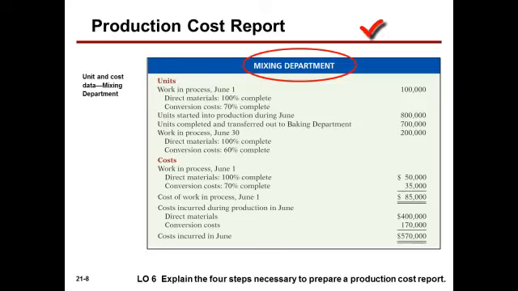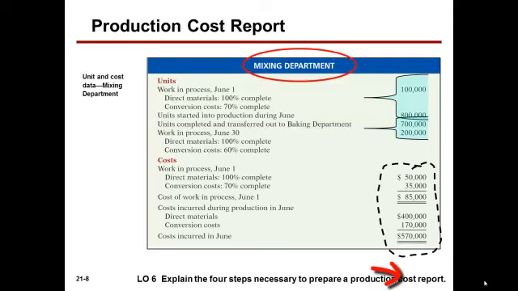Here's the data we'll need for the mixing department in order to complete a production cost report. We need to know the physical units we need to account for. 100,000 uncompleted and carried over from the prior month, and 800,000 new units started during the month. And we need to know the status of these 900,000 total units at month end. How many units are transferred out of the department? 700,000. And how many units are still left on the floor, not fully completed? 200,000. Those 200,000 remain in ending work in process inventory.